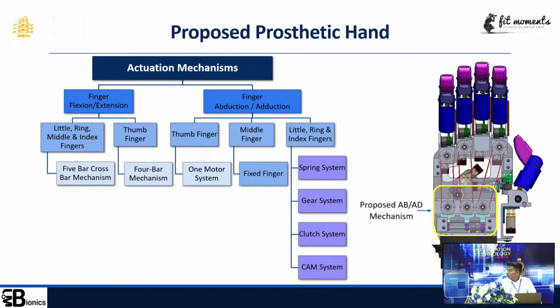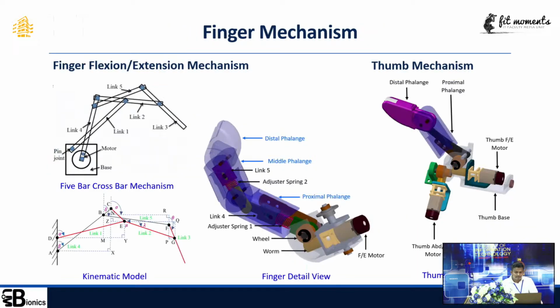These are the mechanism selections for the prosthetic hand design. There are 2 types of mechanisms. One is flexion and extension, the other one is abduction and adduction. In my project, we mainly focus on developing a new abduction and adduction mechanism. There are 4 systems: spring system, gear system, clutch system and cam system proposed for this novel mechanism. These are the finger mechanisms used for the design. All of these designs are done using SolidWorks professional simulation package and CAD modeling packages.